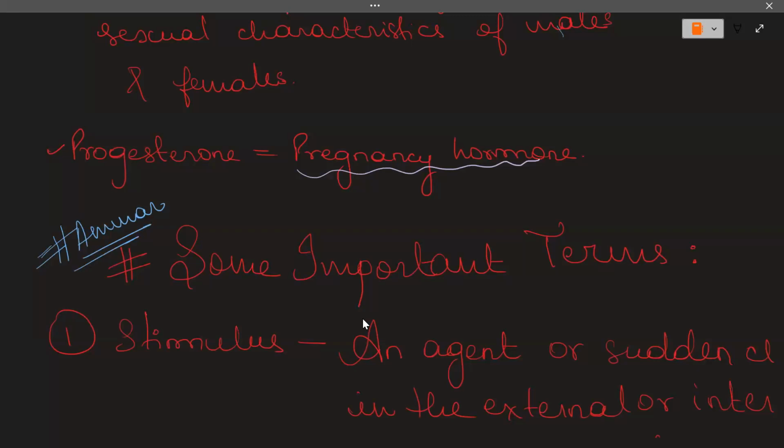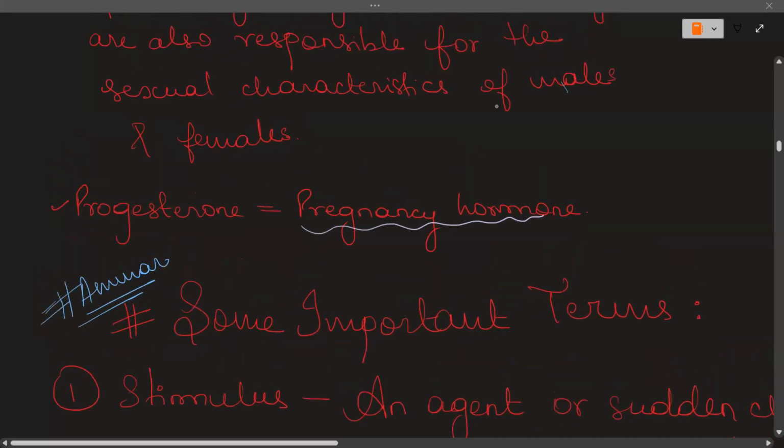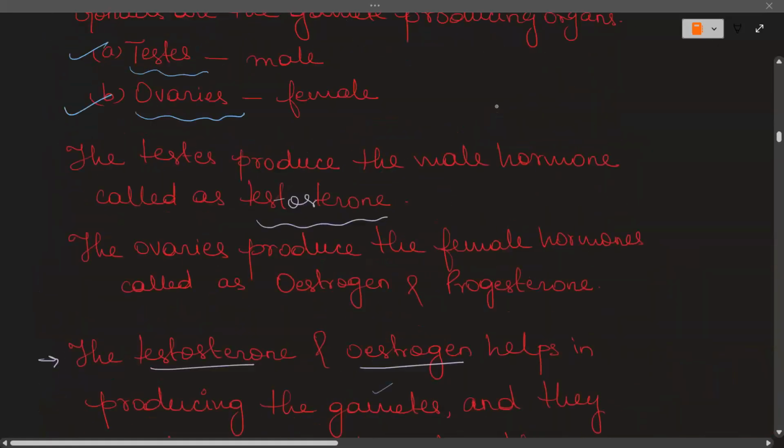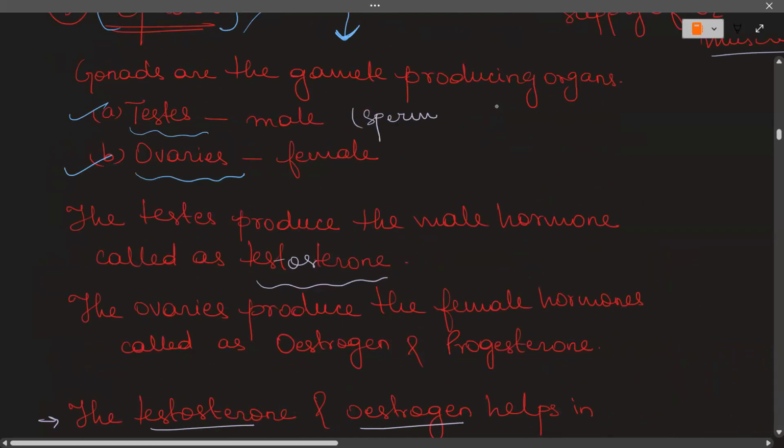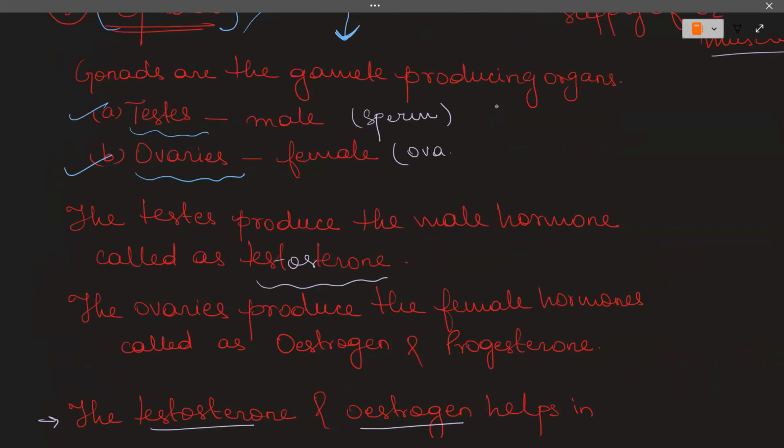Yes, ma'am. Now, the female gamete can be called egg also, or we can write ova. You can write egg, then also it is fine. If you write ova, or ovum, then also it is fine, because the meaning is the same. So for males, you can write sperms, and for females, you can write ova, ovum, or egg. But if you are talking in biological terms, it is better to write either ova or ovum.